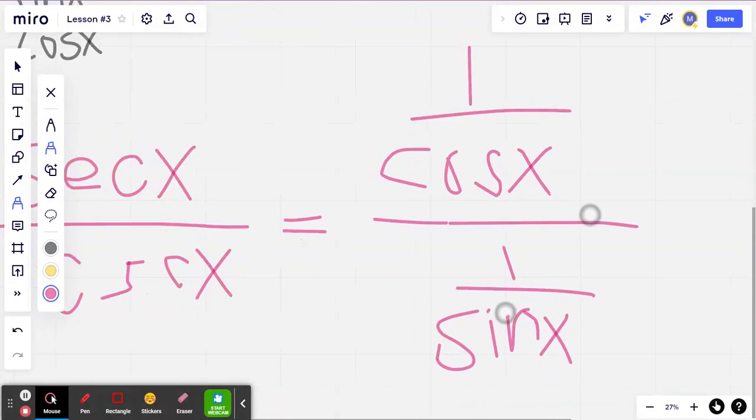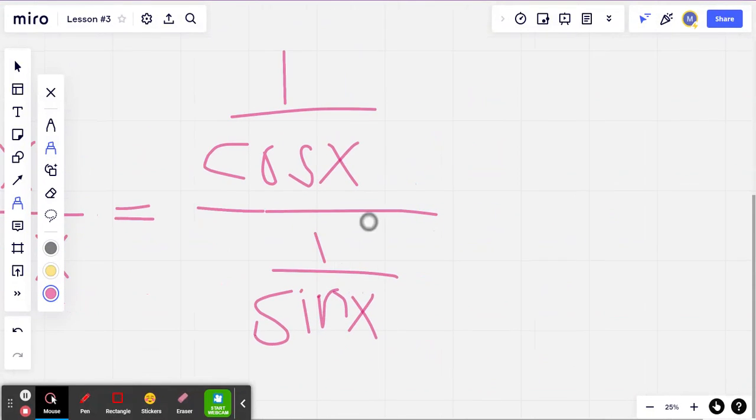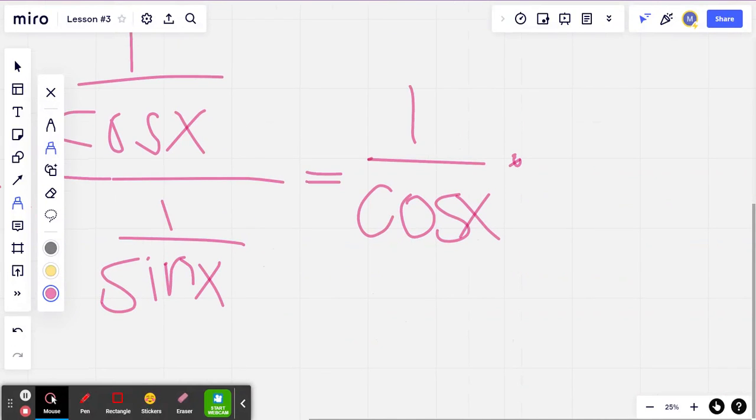So now that we've changed both secant x and cosecant x into terms of sine and cosine, we are able to go ahead and take the reciprocal of 1 over sine x so that we no longer have a denominator. So we're going to do 1 over cosine x times the reciprocal of the denominator, which is sine x over 1. So now that we have that, we're just going to multiply across.